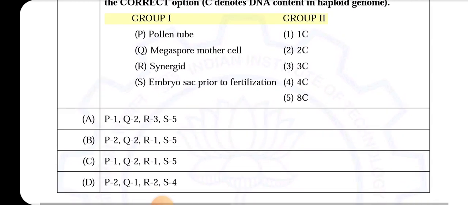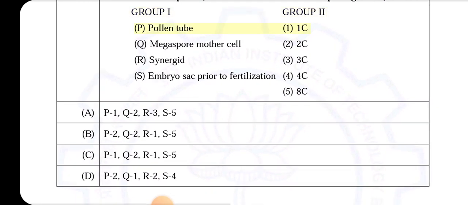Group I, Group II. P. Pollen tube, 1: 1C. Q. Megaspore mother cell, 2: 2C. R. Synergid, 3: 3C. S. Embryo sac prior to fertilization, 4: 4C, 5: 8C. A. P-1, Q-2, R-3, S-5.